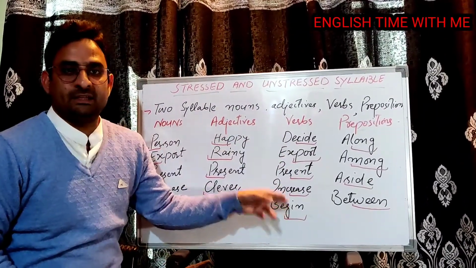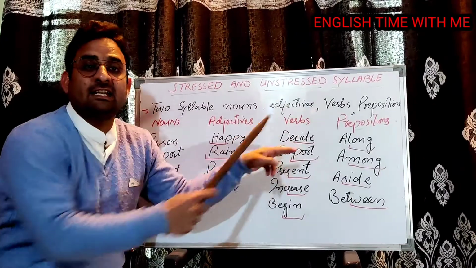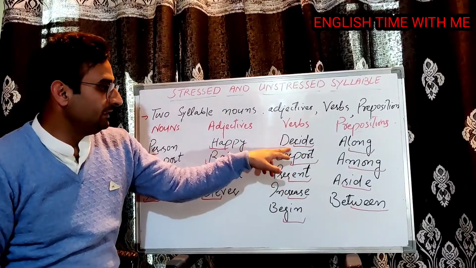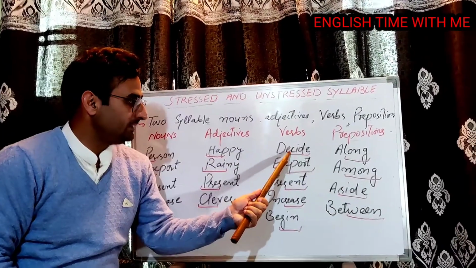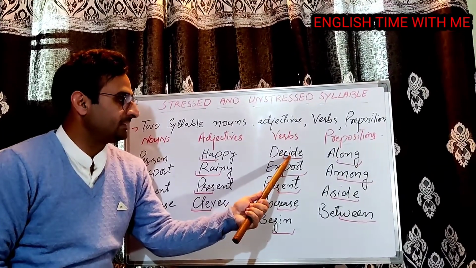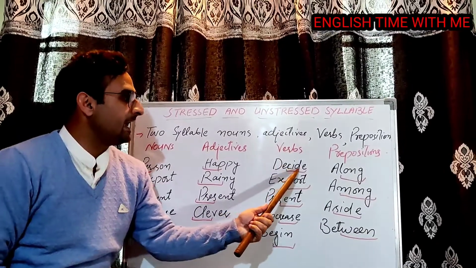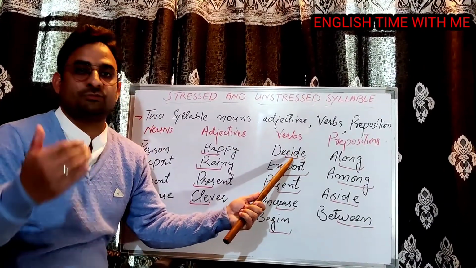In case of verbs, the second syllable will be stressed. I have given the example "decide." "De" is one syllable, and "cide" is another syllable. There are two syllables. This very part, "cide," will be stressed.